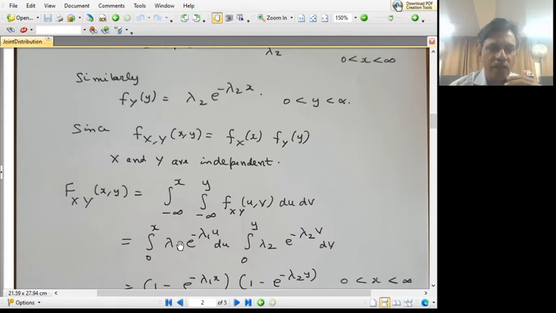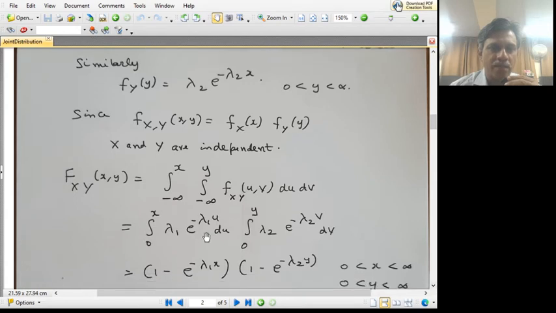So the integral from 0 to infinity of lambda 1 e to the power of minus lambda 1 u du is nothing but the integral of the marginal density function of x. And from our understanding of the exponential distribution, we know that this is equal to the CDF of x, 1 minus e to the power of minus lambda 1 x. Similarly, this gives the CDF of y, which is 1 minus e to the power of minus lambda 2 y. So the CDF also factors into two quantities.